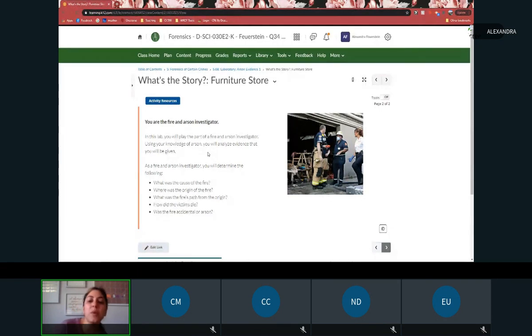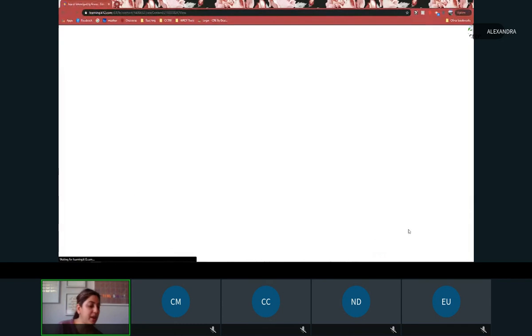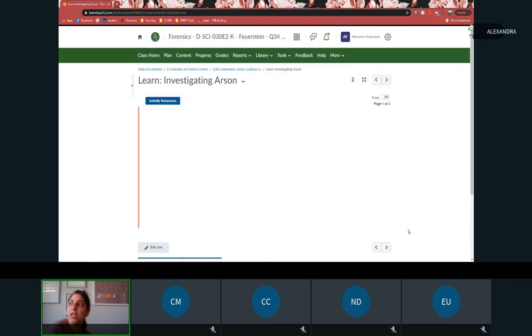So a couple things that we want to know. What caused the fire? What was the origin of the fire? What was the fire's path from the origin? How did the victims die? And was the fire accident or arson? Right? So as we're getting more and more information and direction, we're going to start to learn a little bit more.